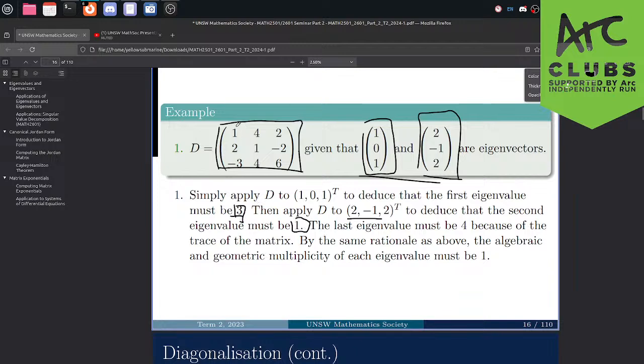And then you use the same trace calculation from before. So the sum of the diagonal entries is 8, and the sum of the eigenvalues is 3 plus 1 plus a third eigenvalue. That third eigenvalue must be 4 as such.